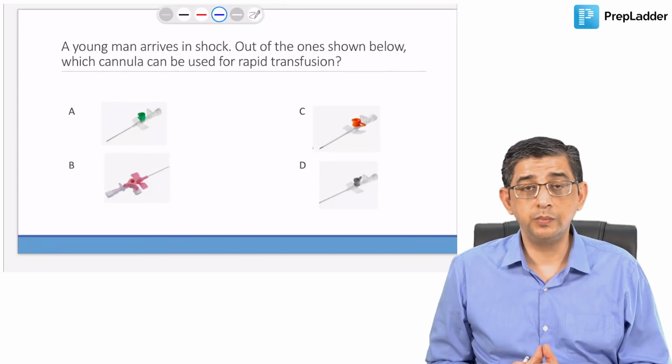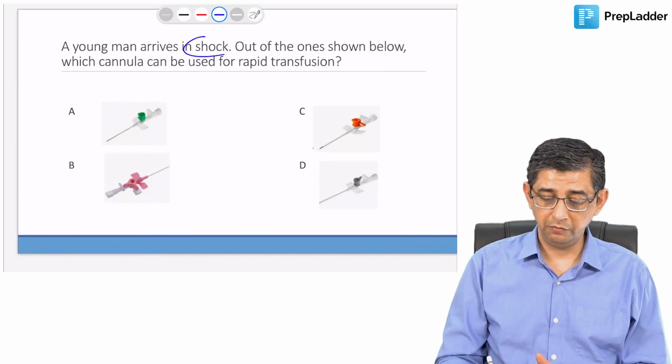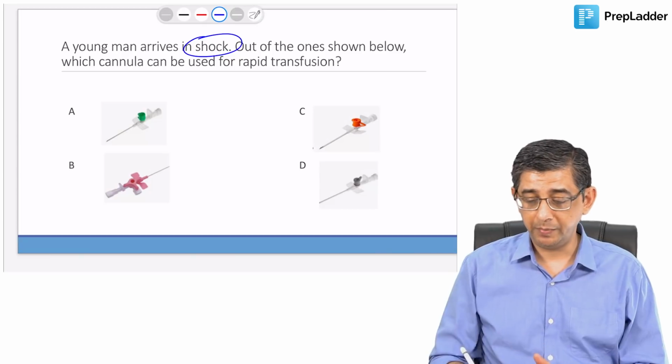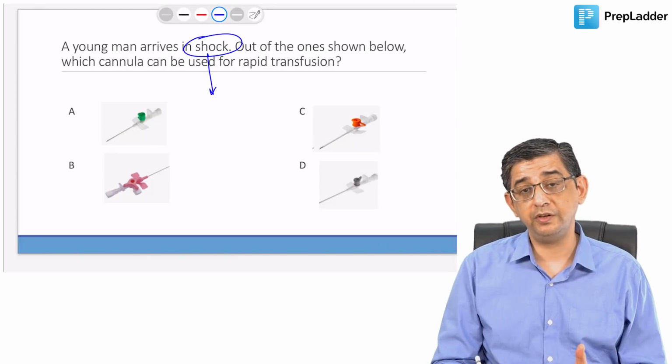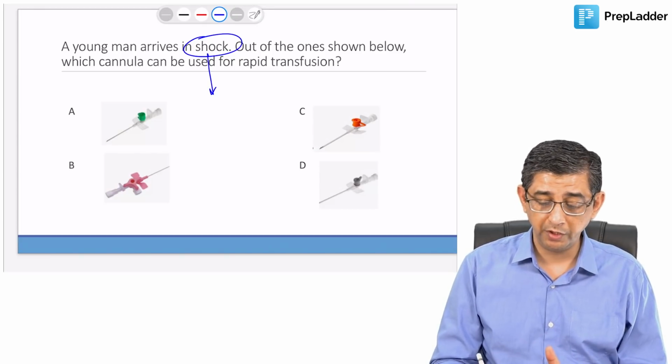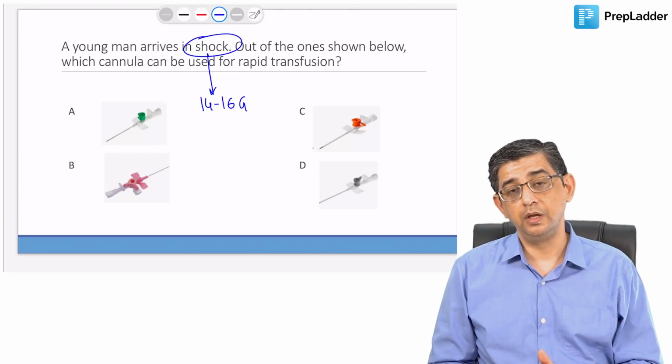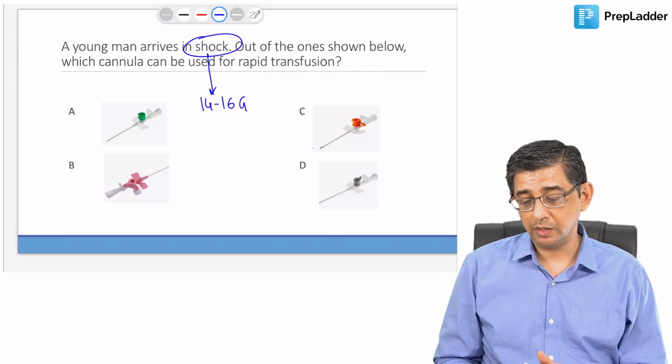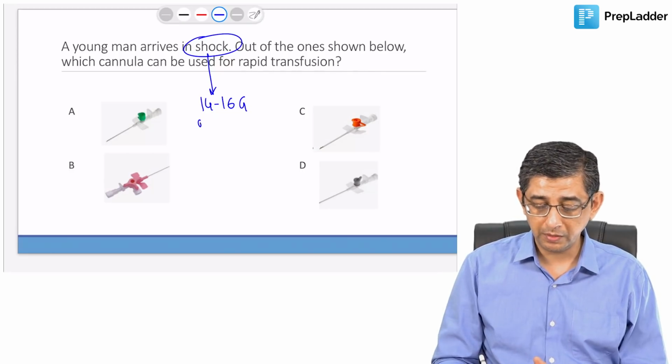The next question talks about a patient arriving in shock. Which cannula will you be using? You're familiar that in a person in shock, for resuscitation purposes, when you give IV fluids, you will be using either a 14 to 16G cannula for the patient. Do remember the fact that when it comes to 14G, that would be an orange one, and 16G would be the gray cannula.